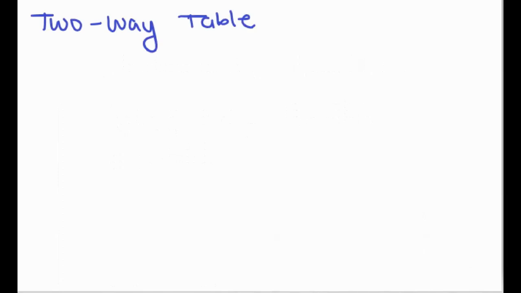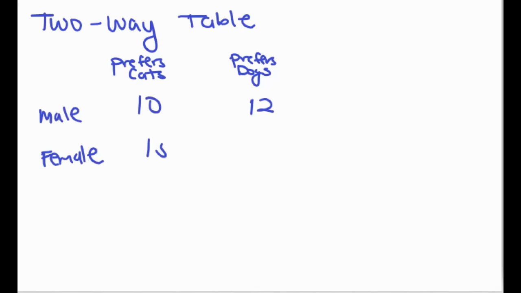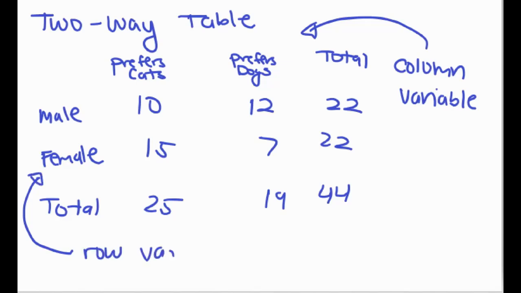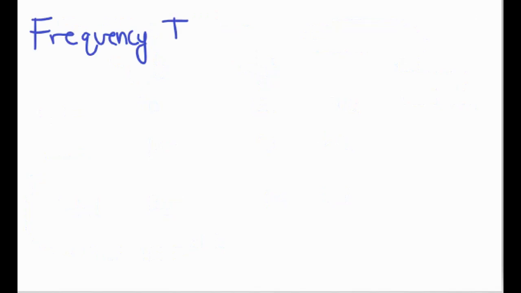Two-way tables. A two-way table describes two different categorical variables and has row variables, where each row describes one outcome for the first variable, and column variables, where each column describes one outcome for the second variable. There are row totals and column totals as well as table totals, which show the total amount of recorded data.